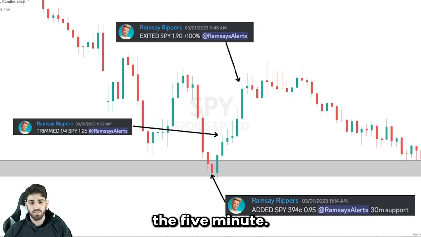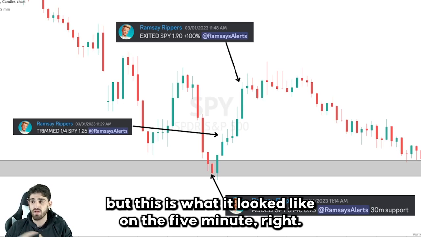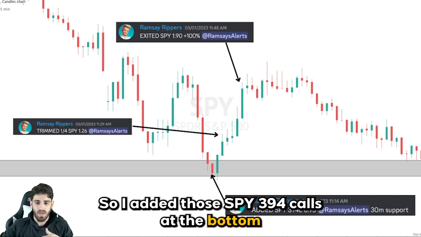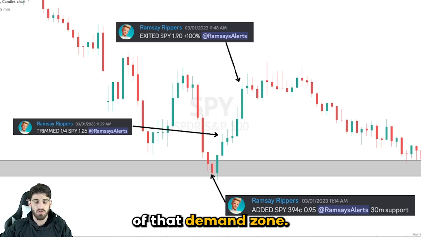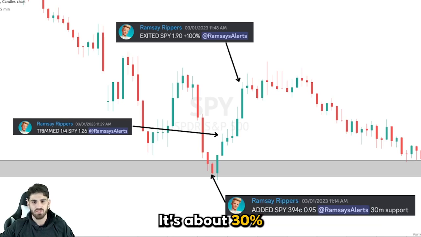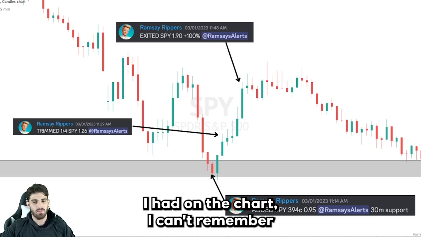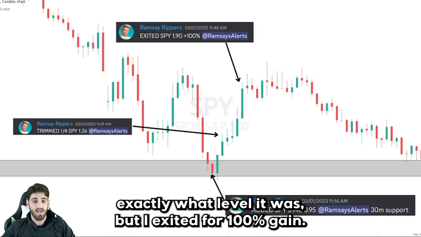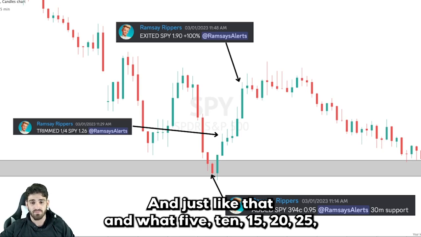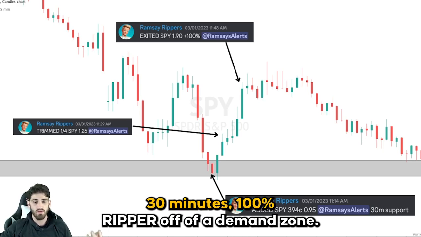So now on that exact same chart, I'm going to go into the 5 minute. This is the exact same chart, that exact same zone, but this is what it looked like on the 5 minute, right? So I added those SPY 394 calls at the bottom of that demand zone. We bounced, took a little bit off of the initial bounce at 126, which is about 30%. And ended up exiting right at this resistance level I had on the chart. I can't remember exactly what level it was, but I exited for a 100% gain. And just like that, in 5, 10, 15, 20, 25, 30 minutes, a 100% ripper off of a demand zone.